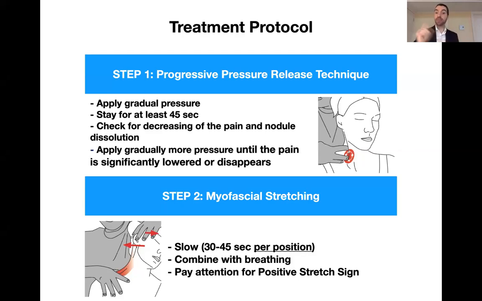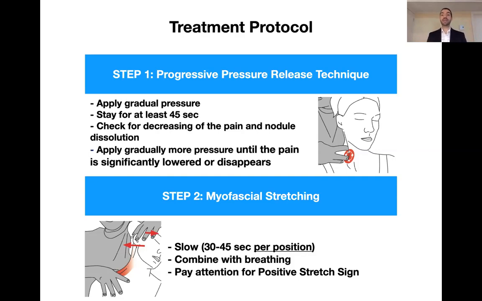Okay, step two, myofascial stretching. That's very important. We have talked about that, and that's why I talked about it before. So we will do a slow stretch, and it will stay there for 30 to 45 seconds per position. So if you are stretching in two directions, we're going to stay 30, 45 seconds in each position, okay? We can combine it with breathing.